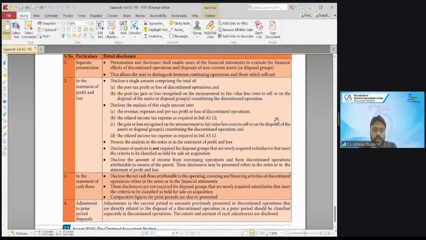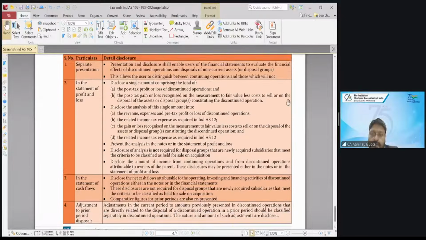Now disclose the analysis of this single amount into the revenue. So these are the disclosure requirements. Now, to make the users of the financial statements well informed, disclose how much revenue, how much expenses, how much pre-tax profit I am earning, or how much pre-tax loss I am incurring from the discontinued operations, what are the income tax expense and liability for that, and if there is any gain or loss arising out of the remeasurement of that disposal group, that needs to be disclosed in detail, right?